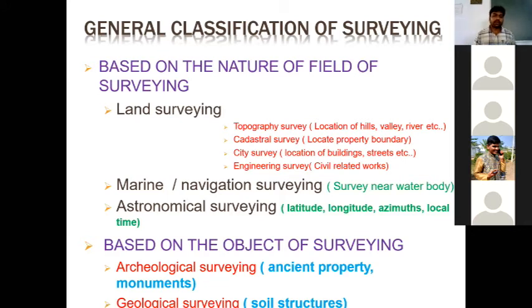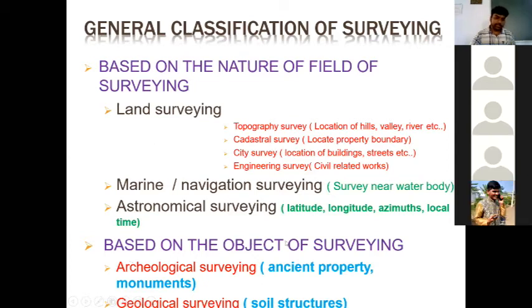Whenever a person in ancient times, people didn't have any GPS or such kind of instruments to move from one place to another place. In that case, people used to find their direction by referring to the stars, sun, moon. With those objects, they used to follow their path. So there we have the astronomical survey. This is all based on the nature of the field of surveying.